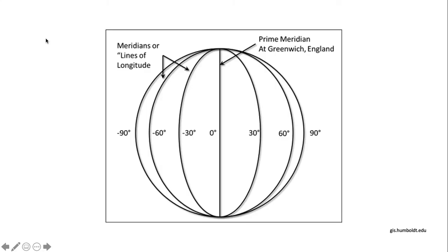And you can see here the meridians. They're the vertical lines. They run perpendicular to the equator, measuring distance east or west of the prime meridian. But at the poles, they touch.